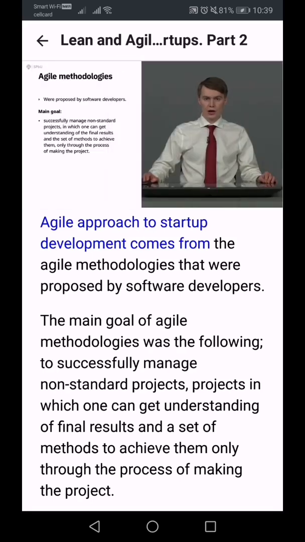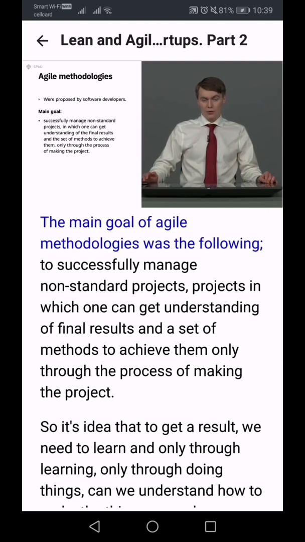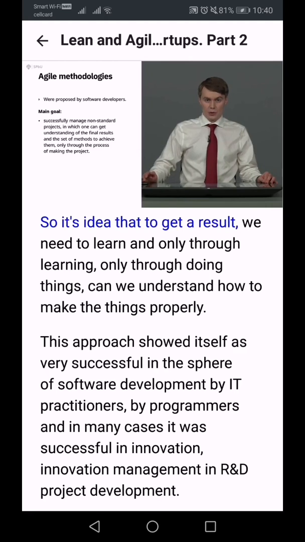Agile approach to startup development comes from the Agile methodologies that were proposed by software developers. The main goal of Agile methodologies was the following: to successfully manage non-standard projects in which one can get understanding of final results and a set of methods to achieve them only through the process of making the project. So it's the idea that to get a result, we need to learn, and only through learning, only through doing things, can we understand how to make the things properly.